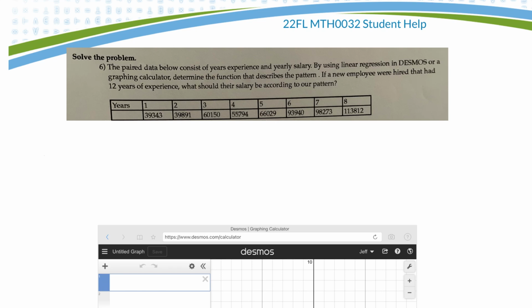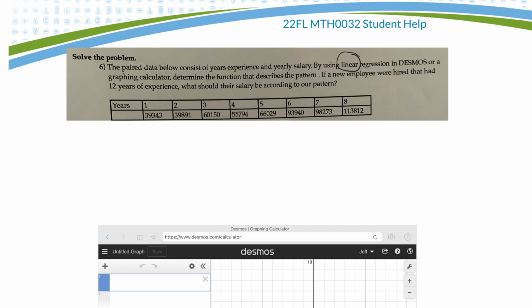All right, here's a good question where you're asked to model this data, and they say it's a linear regression, so I have to remember that. And do it in Desmos or a graphing calculator. I'll show you how you can do it in Desmos. And then based on that model, I have to answer the question: if a new employee hired had 12 years experience, how much should they get paid?